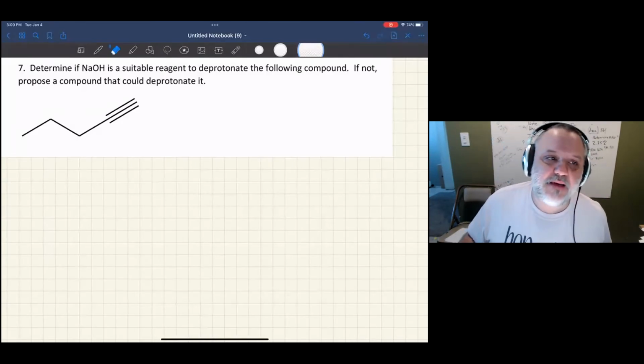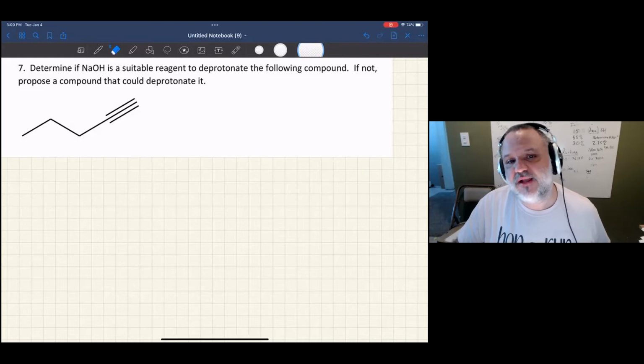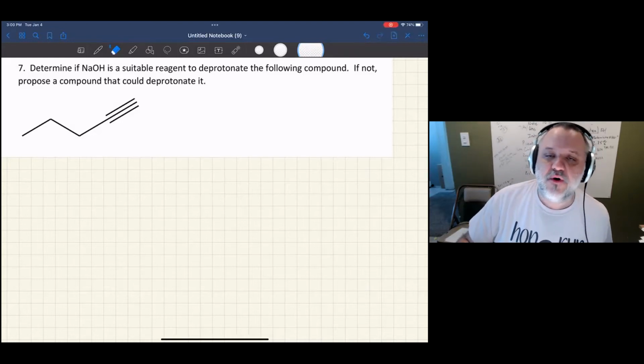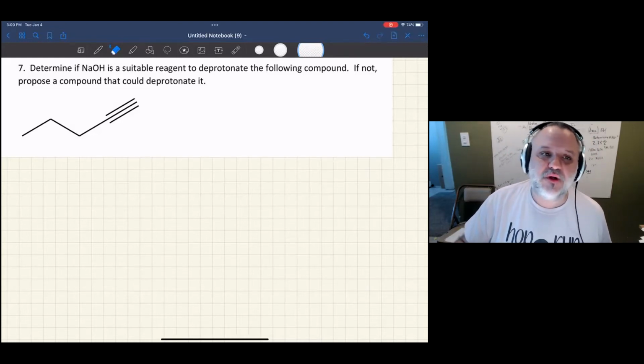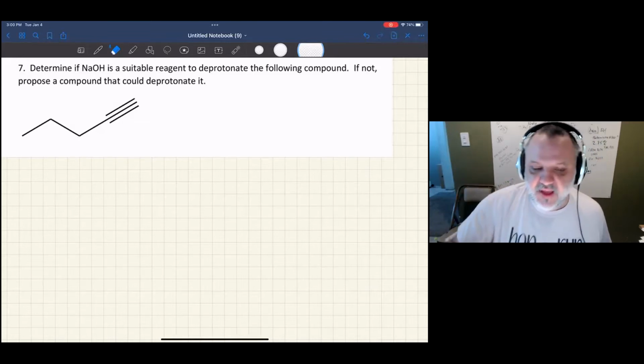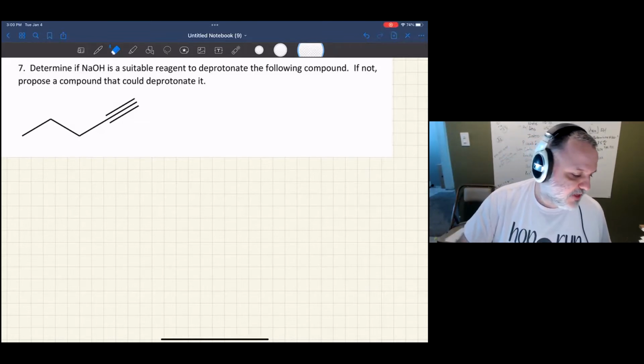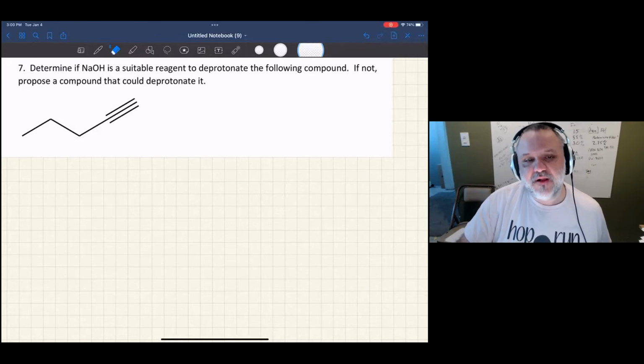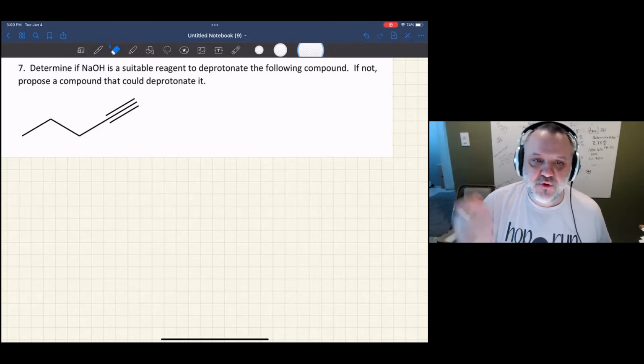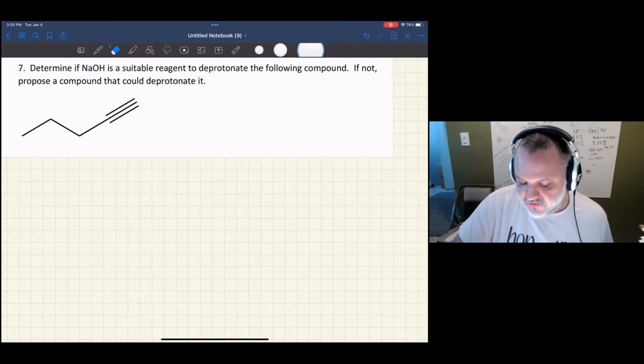All right, let's take a look at this problem. Can sodium hydroxide be a suitable reagent to protonate this following compound? So the first thing we want to do when we ask a question like this is... this is the big question at the end of the chapter on acids and bases. If you can do this, then you've got everything mastered. So let's take a look.